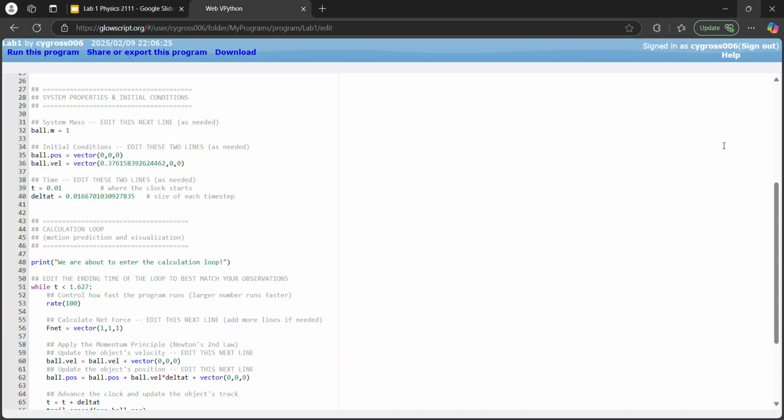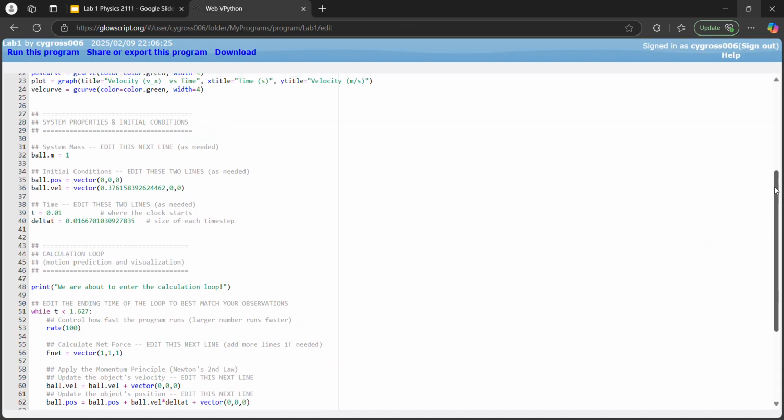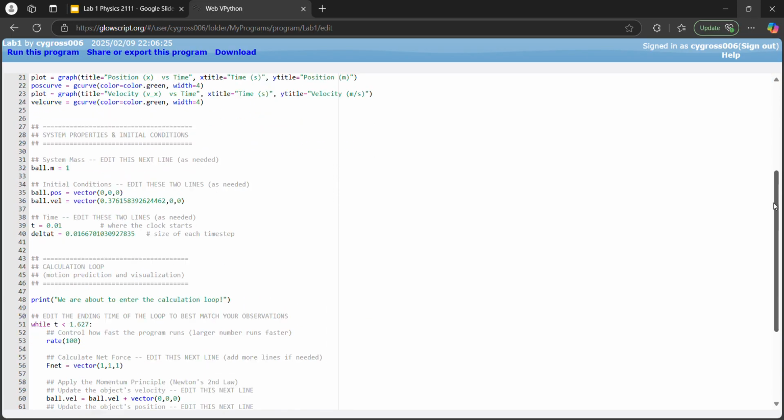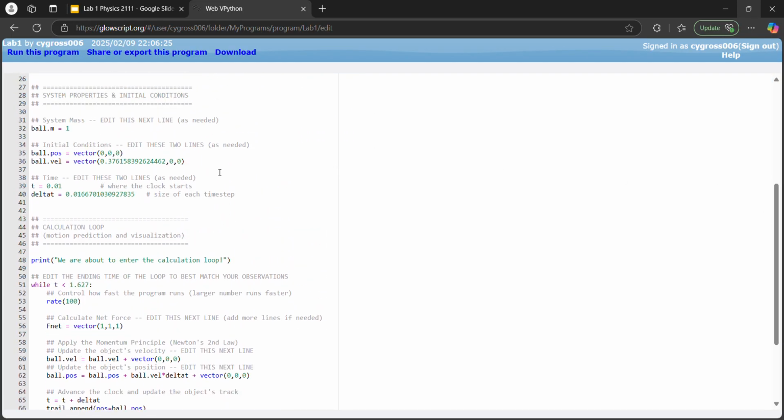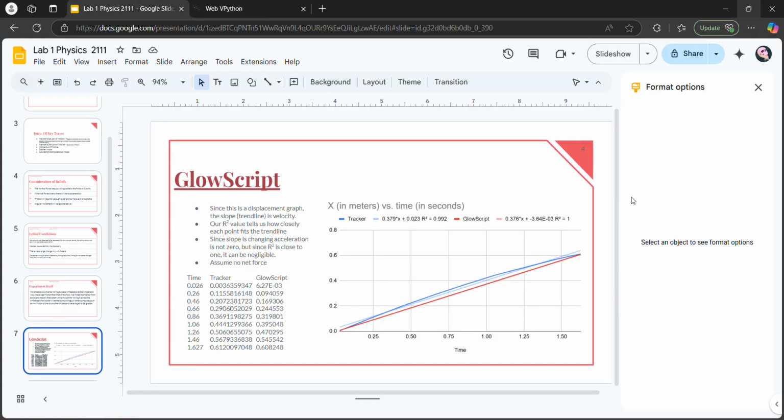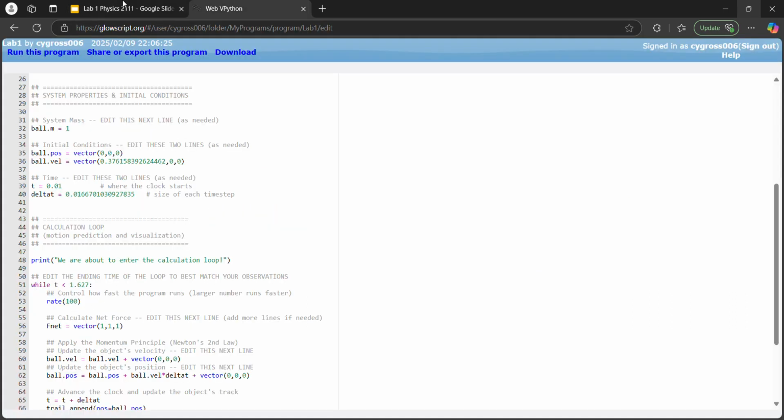Here is the actual code for my GlowScript. Here's from the start to the finish. You can see that the velocity is here. It's a little bit more specific than it is on the model. The change in delta t is very specific as well as the time for the thing to go on. You can see, however, that this t is very large. This will come up later.